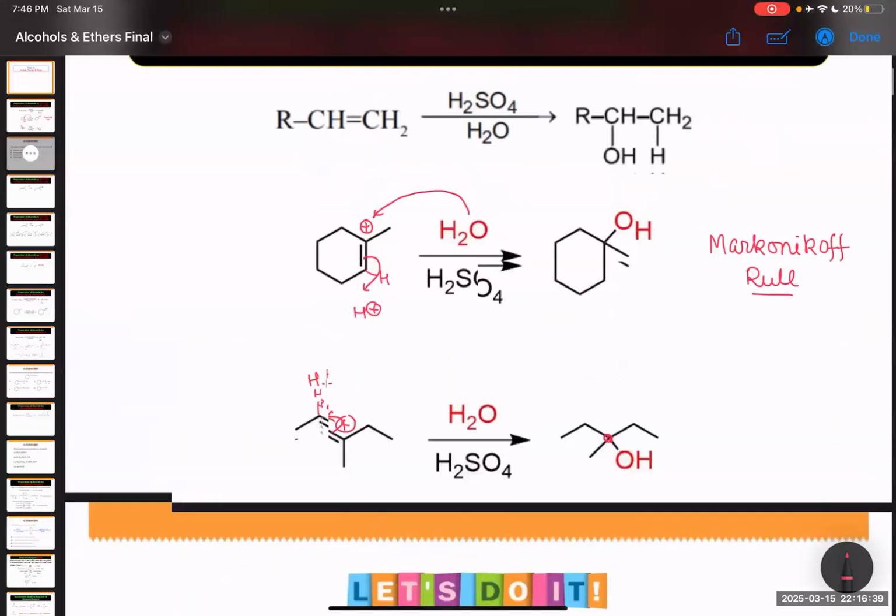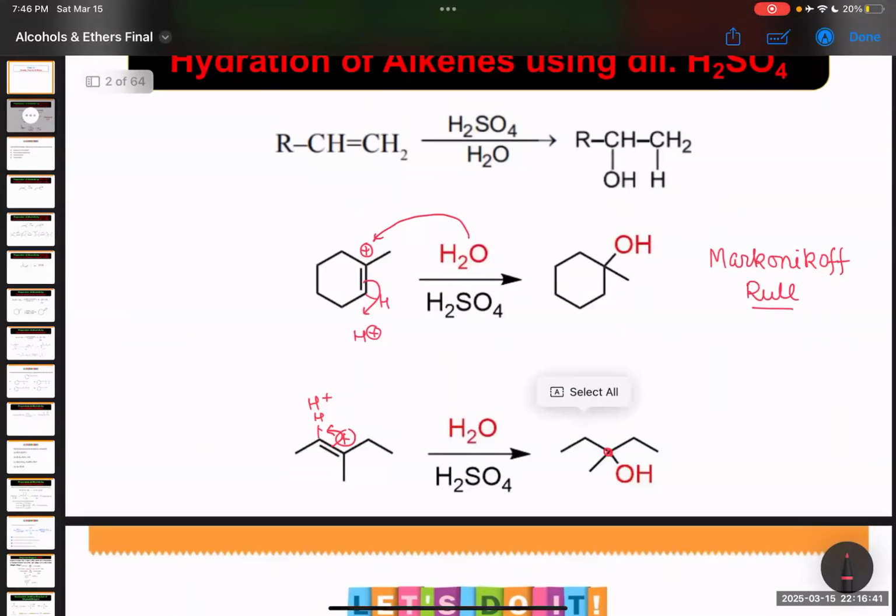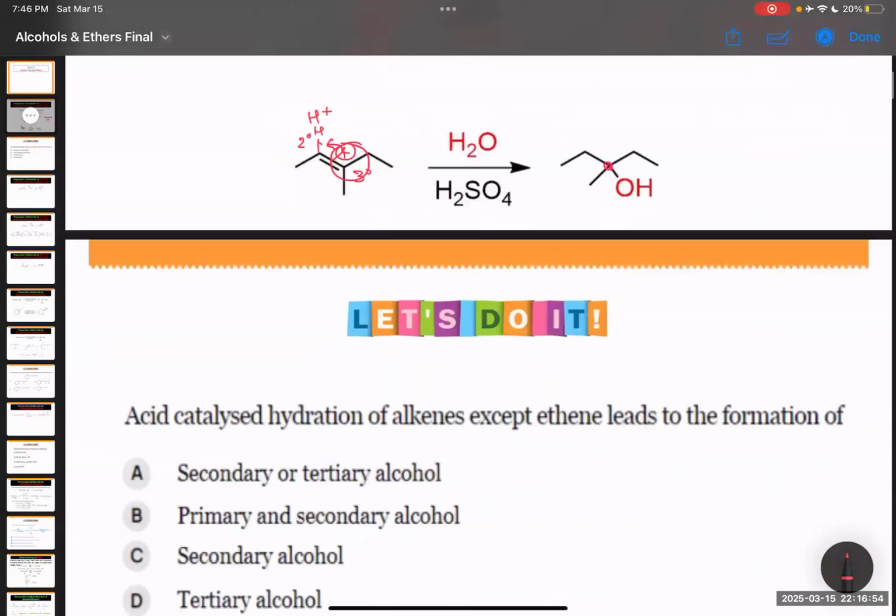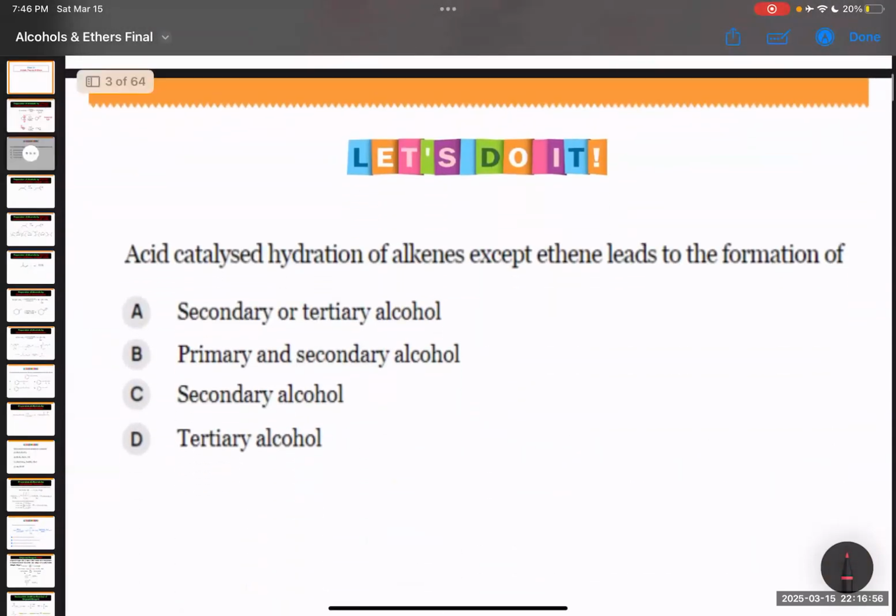So here the more stable carbocation, you can think this is tertiary and this is secondary. So you are going to form a cation over here. This is secondary carbocation, this is tertiary carbocation, you are going to have a cation here. So accordingly, you are going to add. Acid catalyzed hydration of alkene except ethene lead to the formation of. Yeah, except ethene means if you have any higher alkene, addition of water leads to the formation of alcohol.